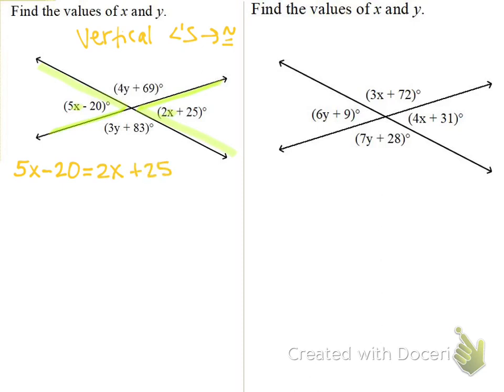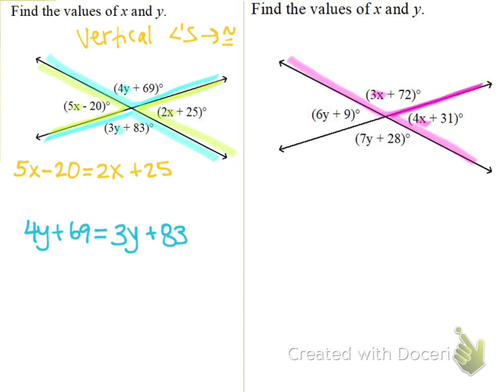So again, we're not going to solve, we're just setting it up. As for the y's, they are, of course, located across from each other, which means, again, they're vertical. They would equal 4y plus 69 equals 3y plus 83. Okay, and then you would solve accordingly. In the second one, it's a little different because we have an x and we have an x. Are they located across from each other? They are next to each other.